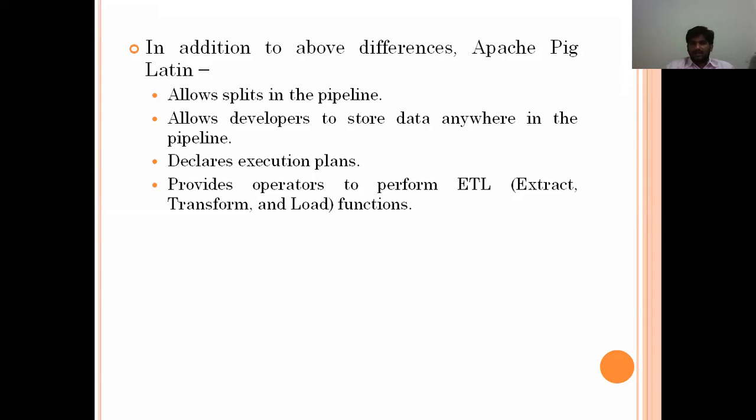Okay, these are the additional values, additional information which is already provided by Apache Pig Latin: splits and pipelines, and data can be stored in any pipeline, and it declares the execution plans when we want to execute. Everything we can plan here, and it provides operators such as these extract, transform, and load functions. So these are the additional information.